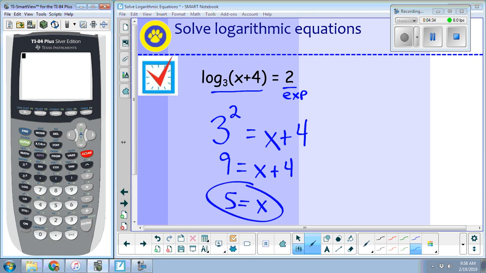Let's plug it in and see if it's good. Math menu, up to log base. Base is 3. We're checking if 5 is plugged in. And does this take us to an answer of 2? Absolutely it does.